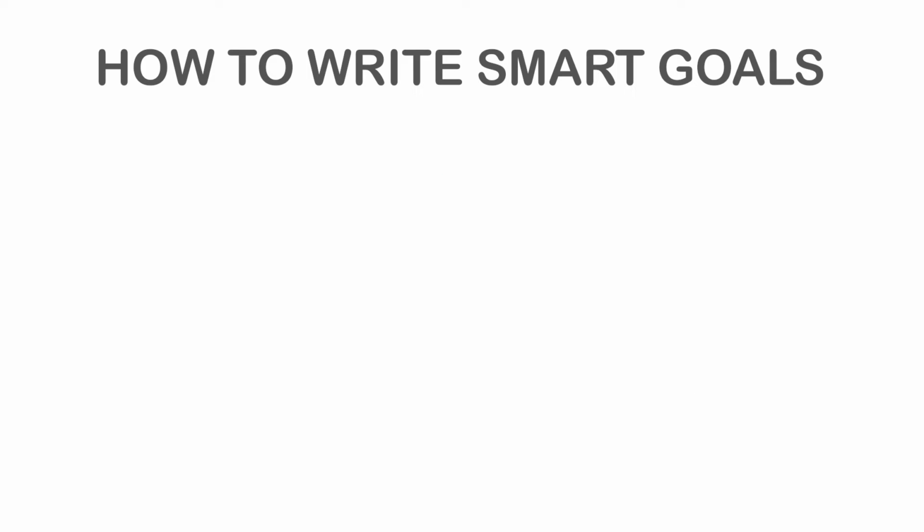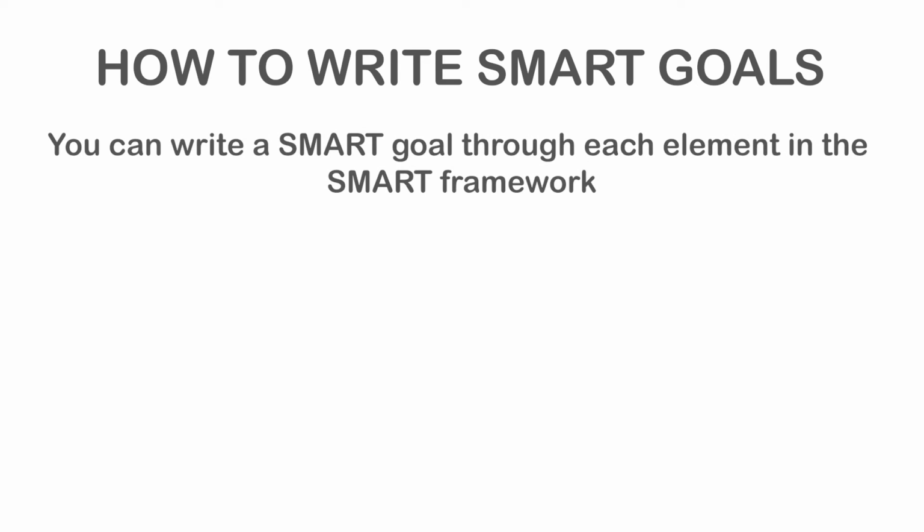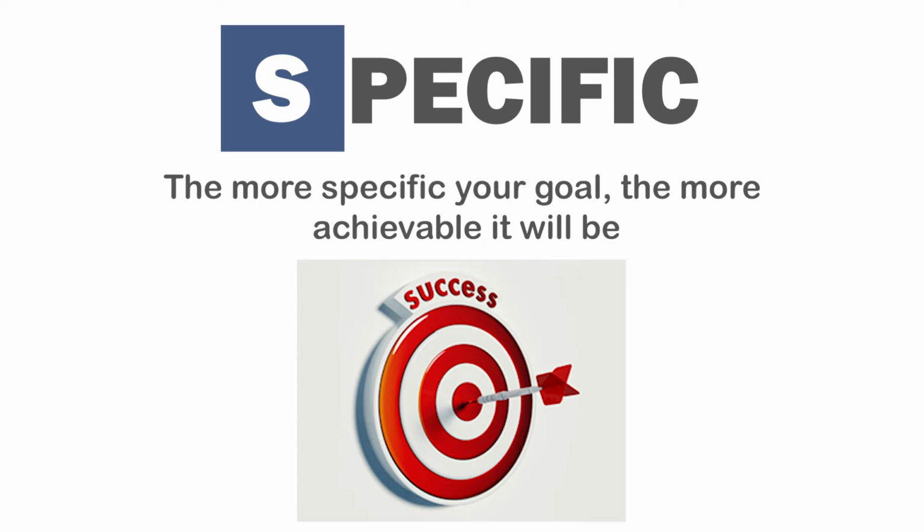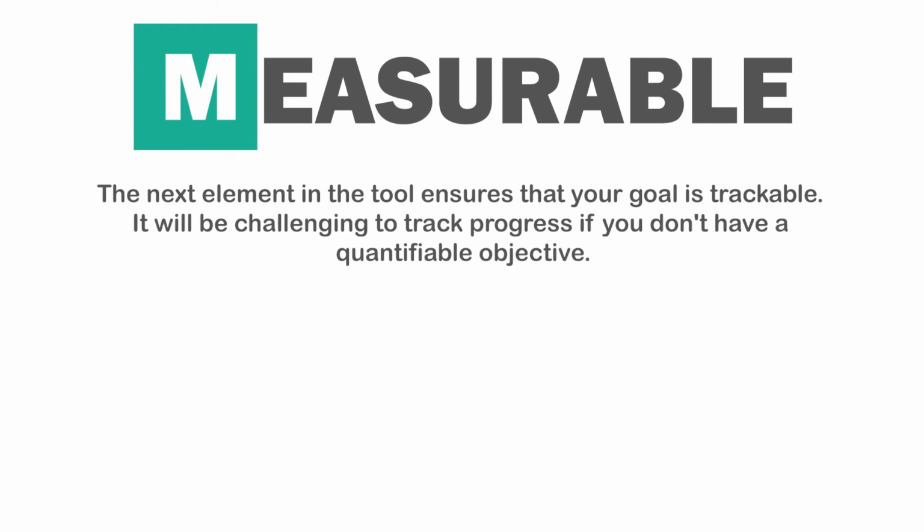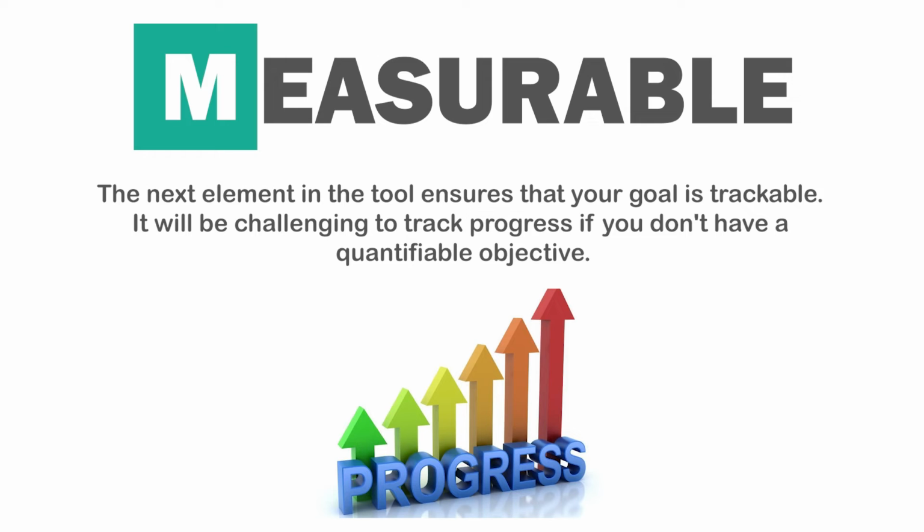How to write SMART goals. You can write a SMART goal through each element in the SMART framework. Specific. The more specific your goal, the more achievable it will be. Measurable. The next element in the tool ensures that your goal is trackable. It will be challenging to track progress if you don't have a quantifiable objective.